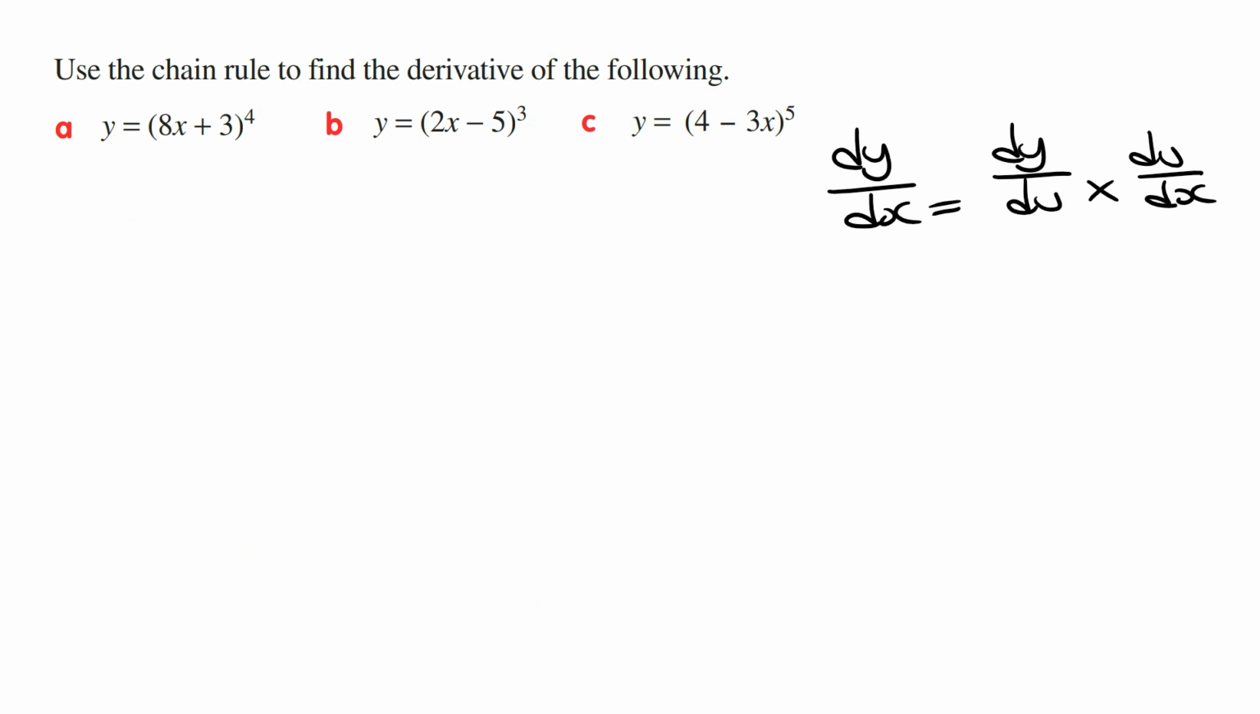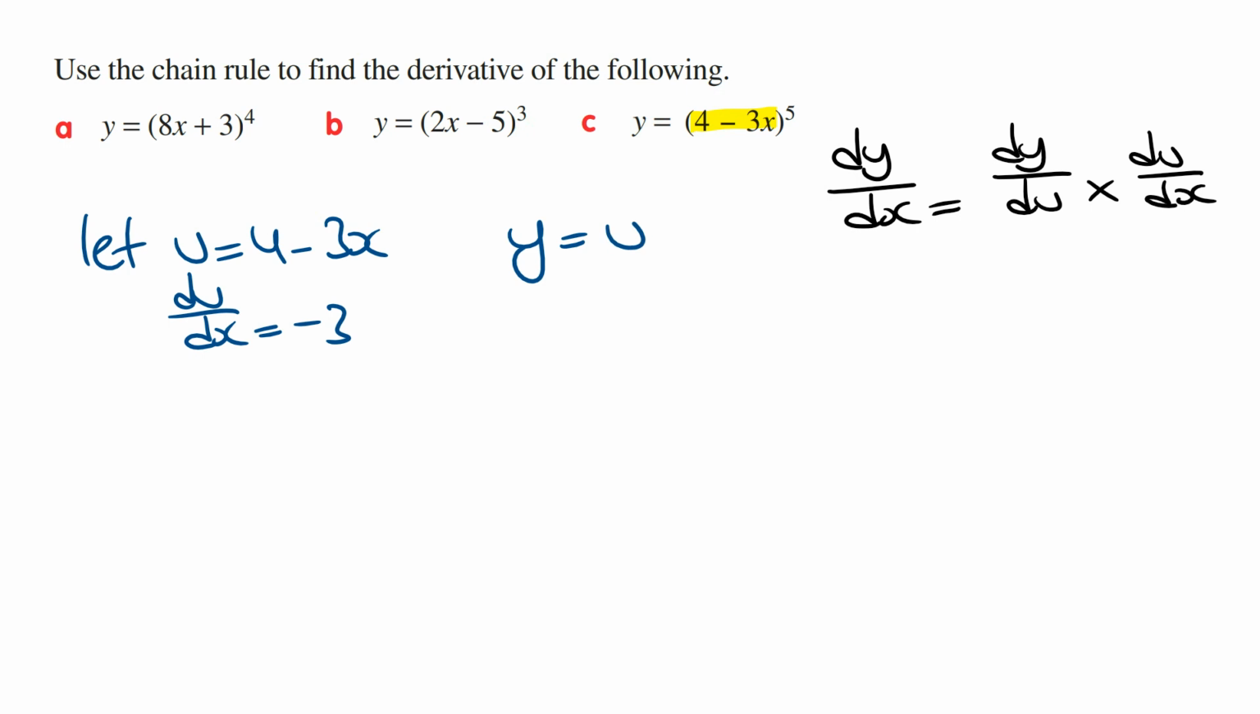Part C. y is equal to (4 - 3x)^5. And so again, we start by letting u equal whatever's inside the brackets. And so if we let u equal 4 - 3x, then deriving this, we're going to get du/dx, and this is going to be -3. And we need to express y as a function of u, and so y is going to equal u^5, where u is equal to 4 - 3x. And so deriving this, dy/du is going to be 5u^4.